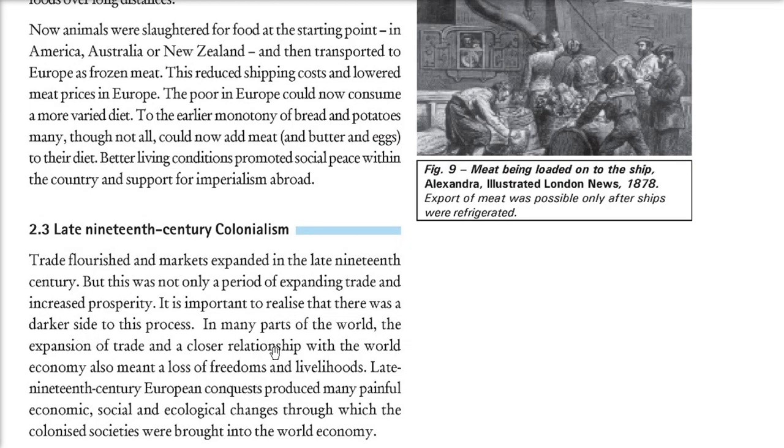There are various parts of the world that lost their freedom and livelihood just because they had vast land and they had minerals. They lost their freedoms and livelihoods.